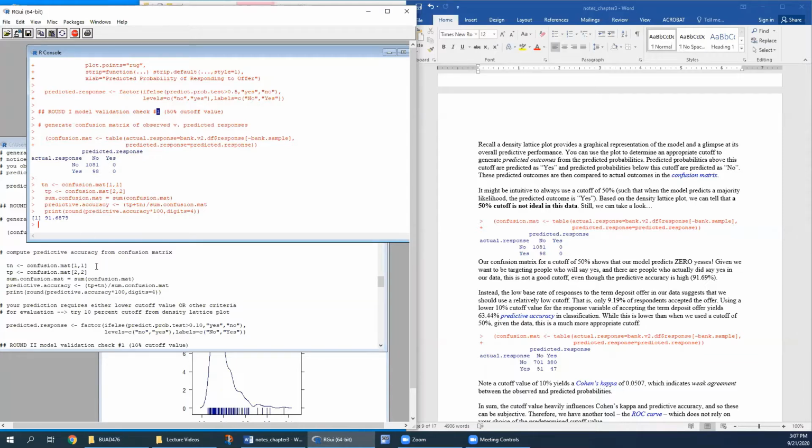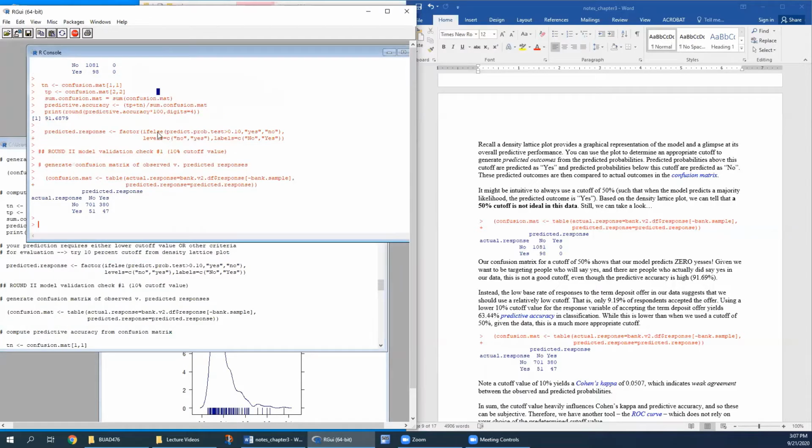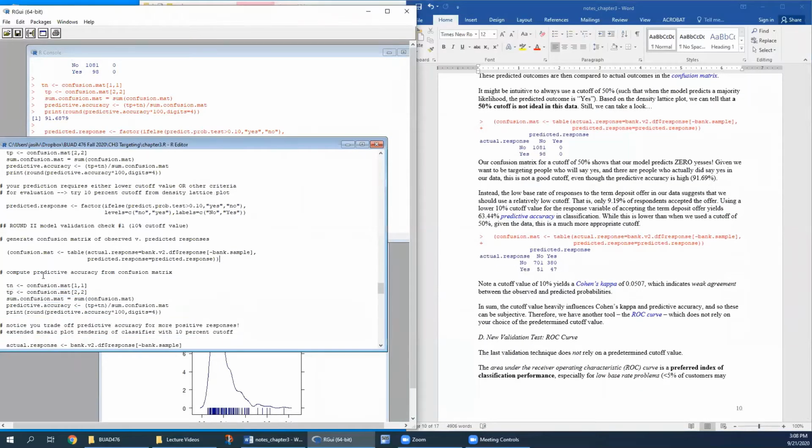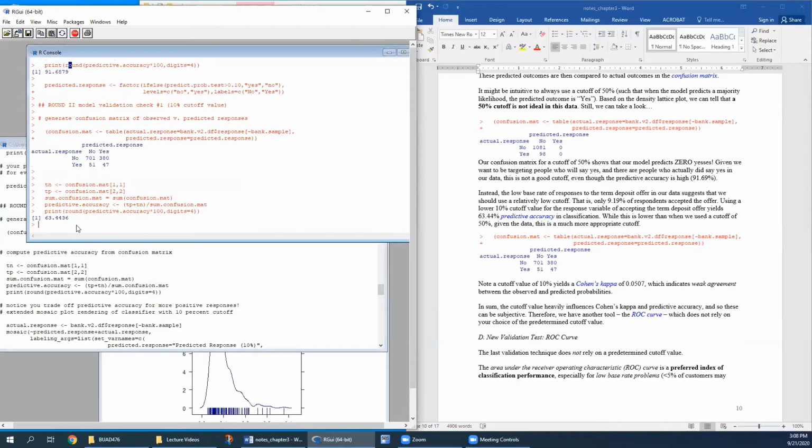So maybe let's use a different cutoff value that's a little lower, perhaps 10%. So that's what we have in the second predictive response line here. We can run that and look at our confusion matrix. So here we see that using the cutoff value of just 10% definitely is yielding some predicted yeses. Clearly, a lot of them aren't right. So we see 380 people our model predicts said yes, but actually said no. But 47 are right. So it's not great, but it's doing okay. We can evaluate it with the predictive accuracy, which is only 63%. We can look at the Cohen's kappa, which is only 0.05, a weak agreement.